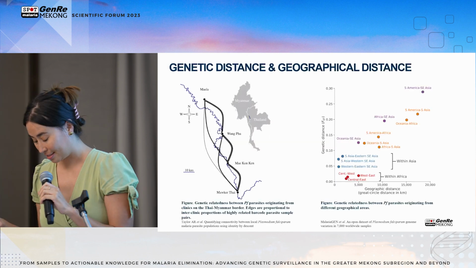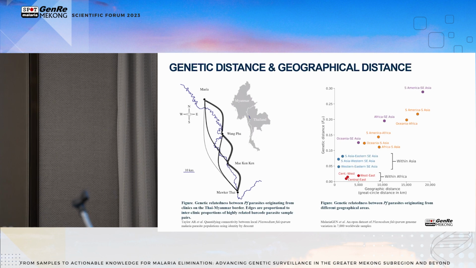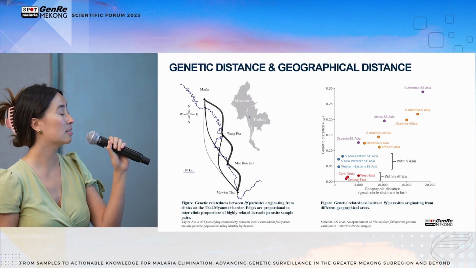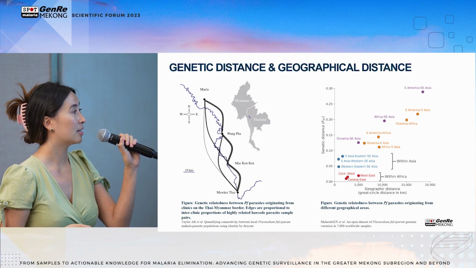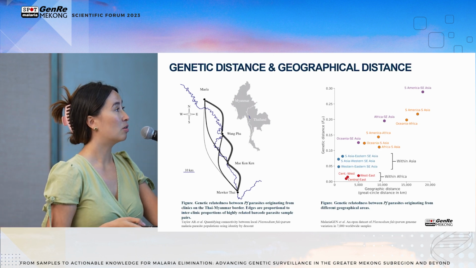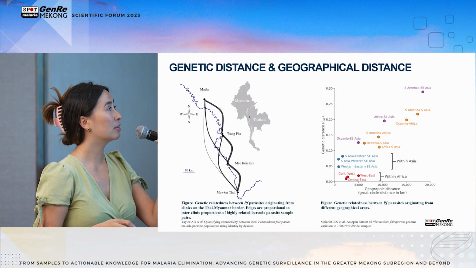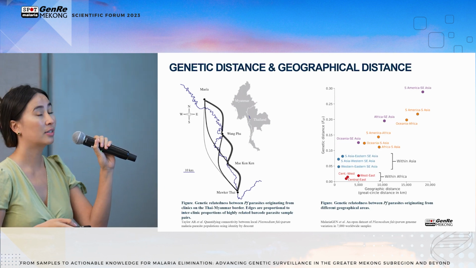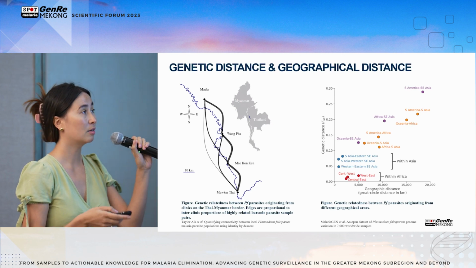So genetic distance and geographical distance, how do these two relate? On the left, you see an example of the Thailand-Myanmar border, which has 4 healthcare units. Those are the black dots.